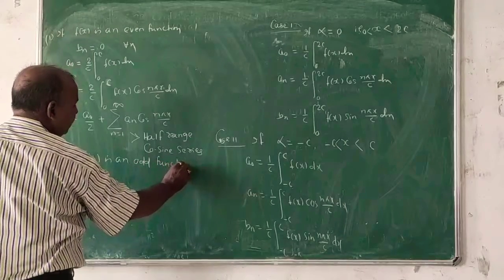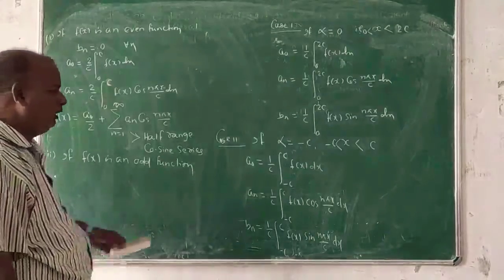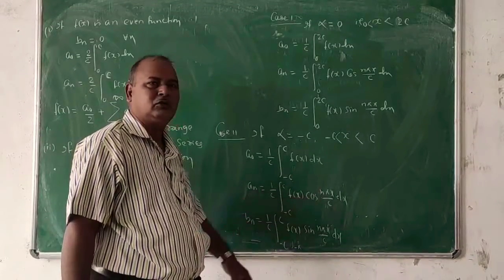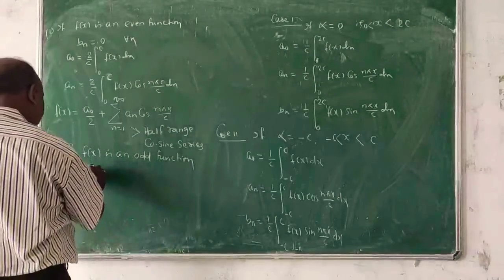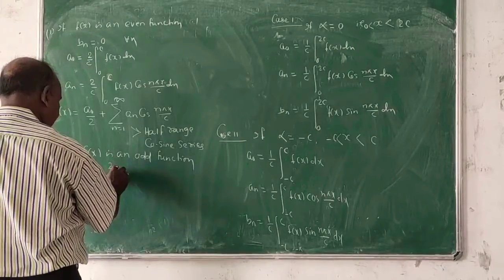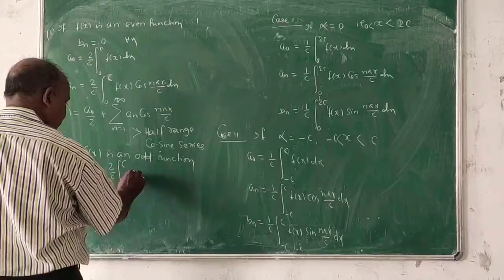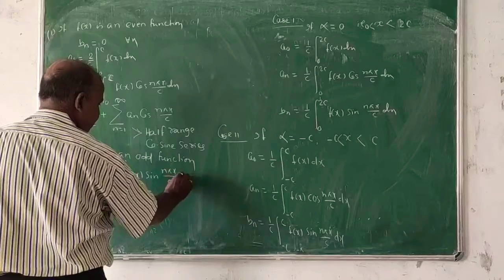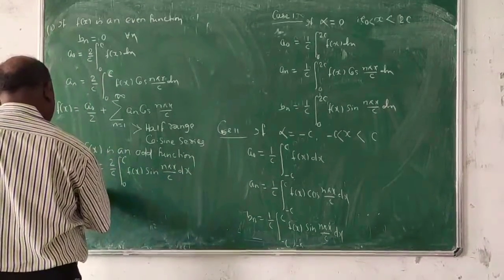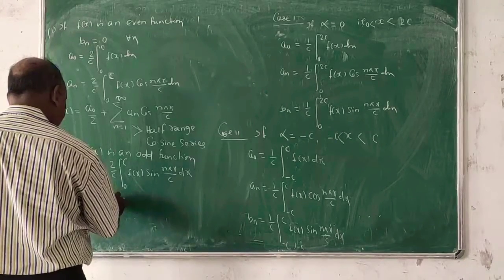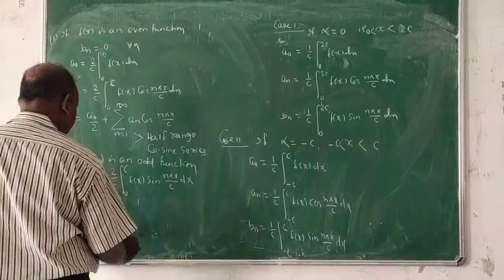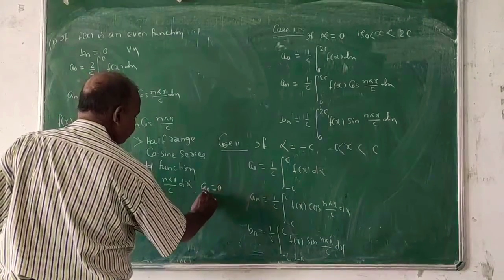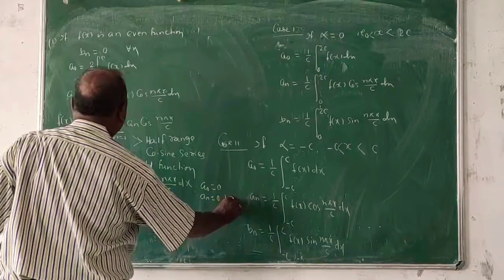then a naught, the integral from minus c to plus c of an odd function into dx, is 0. And an, the integral from minus c to plus c of an odd function into an even function dx, is also 0. So the only thing that you have to compute is bn, which is 2 by c into the integral of 0 to c of f of x sine of n pi x by c dx. Then the required Fourier series is f of x equals a naught by 2 plus the summation of an cos, but a naught is 0 and an is 0, so only bn remains.